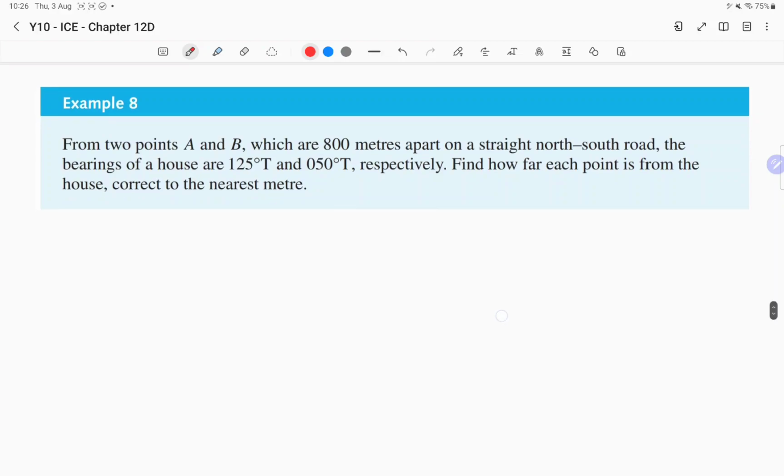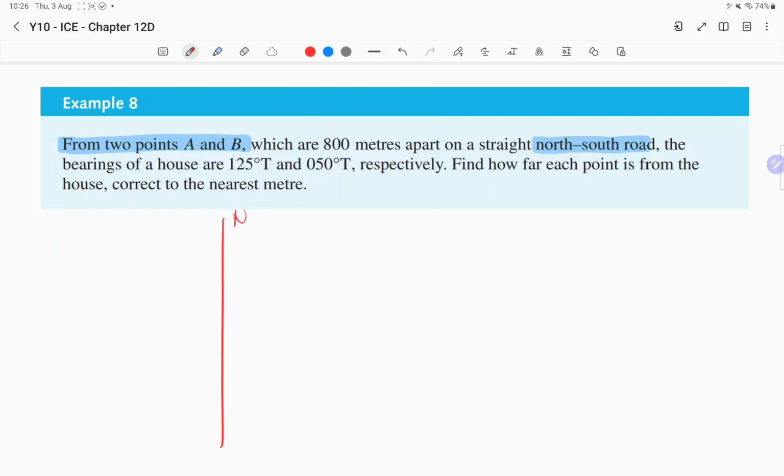Alright, for a question like this where we don't have any diagram, you actually have to draw it out. From 2 points A and B, which are 800 meters apart on a straight north-south road, the bearings of a house are 125 and 50 degrees respectively to the 2 points A and B. So let's try it out.